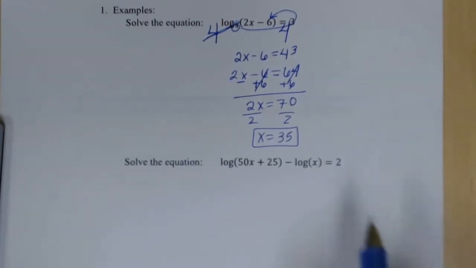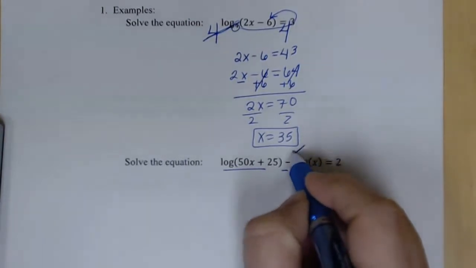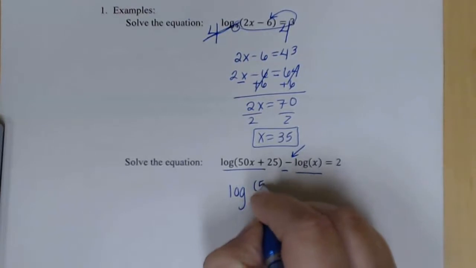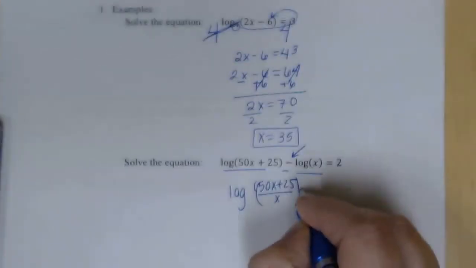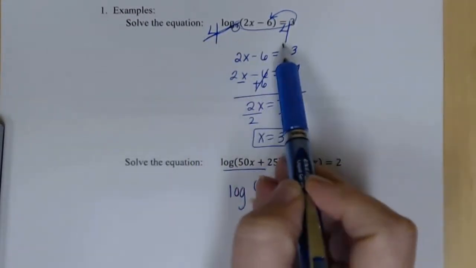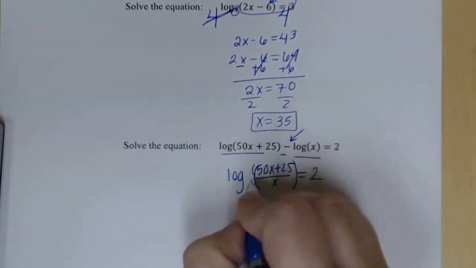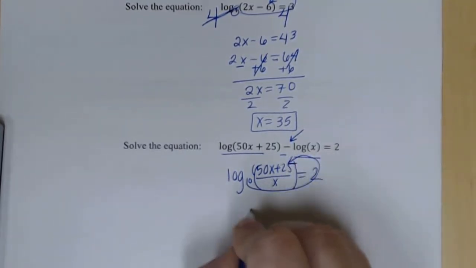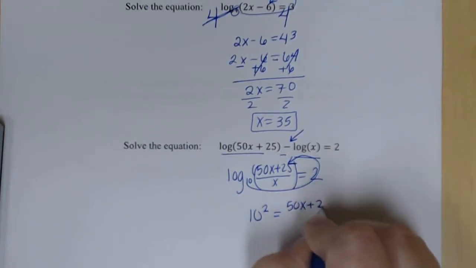Based off what we did in previous sections, when you have a log minus a log, we can condense this. Remember, subtraction is actually division. So I can put this together as log of (50x plus 25) all over x equal to 2, which makes my life simpler because now I can either apply that inverse property or I can Snell it around. If you like, I'll do that this time. This is an assumed base 10, so I could bring this around. This gives me 10 squared equal to this large fraction here.